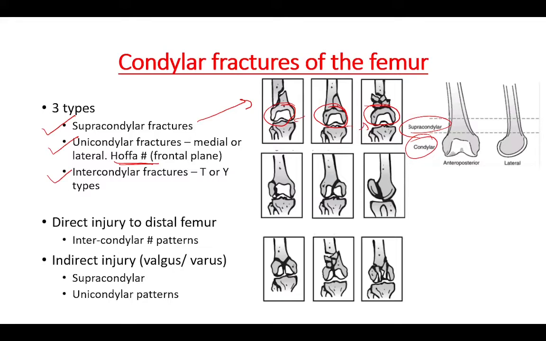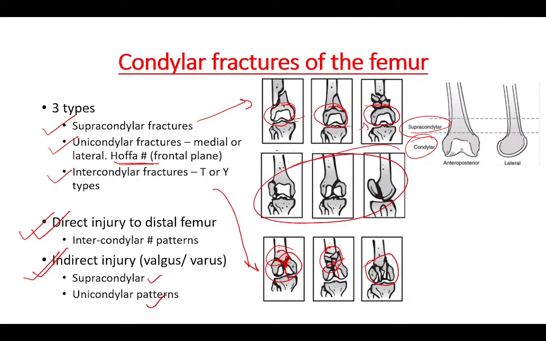Intercondylar fractures, which are these, are involving both the supracondylar regions as well as the condyles. They can be either Y-shaped or they can be T-shaped. There can be severe comminution also, depending on the energy of the injury. Direct injury to the distal femur produces intercondylar fractures, whereas indirect injury causes supracondylar and unicondylar patterns.